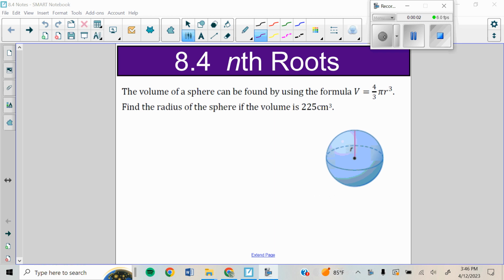All right, 8.4 notes today. We're going to talk about nth roots. Okay, so we've done a lot of work with square roots and we've done a little bit with cube roots.